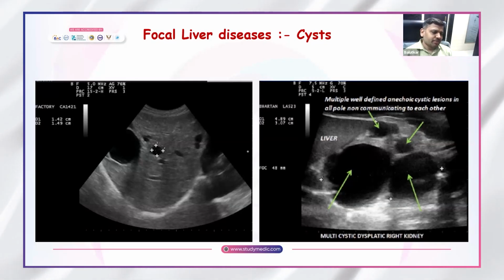So simple hepatic cysts will appear as anechoic structures with thin imperceptible walls or maybe slightly echogenic walls, and will not have much septa, will not have any solid component, no wall calcification, etc.